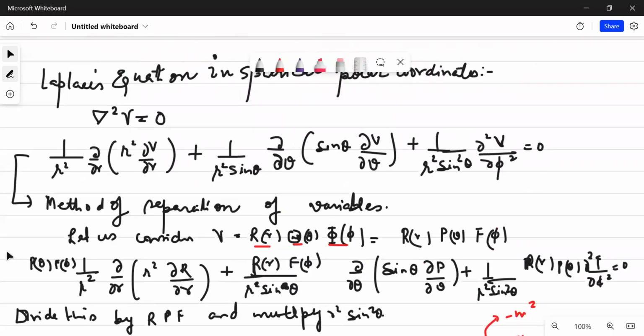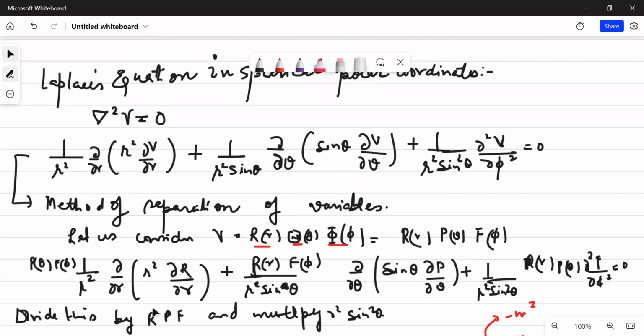Whenever we are talking of a partial differential equation, one of the standard approaches to solve such a differential equation is the method of separation of variables. When I say method of separation of variables, what I do is I simply write my V as a product of some functions, and these are functions individually of r, theta, and phi, respectively.